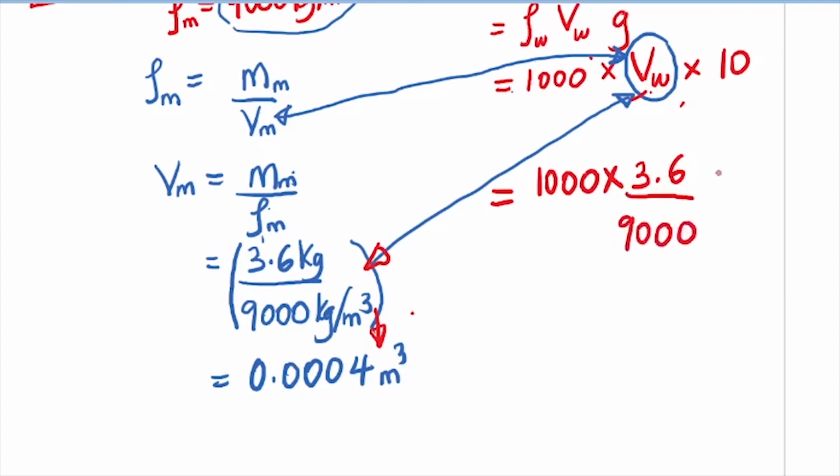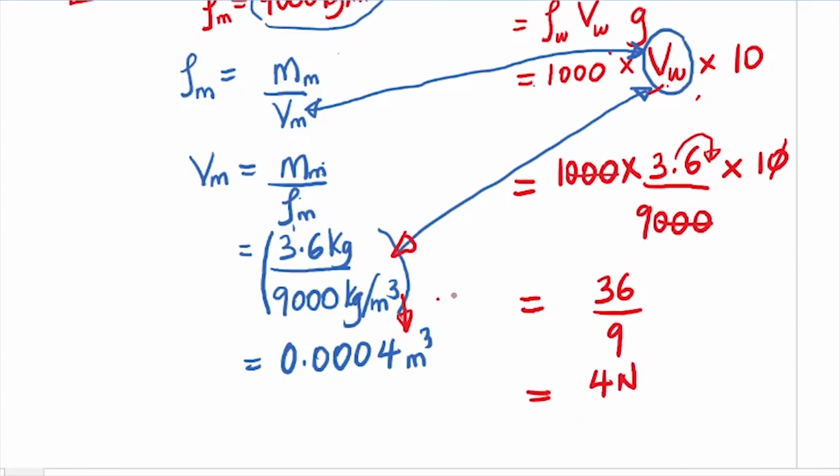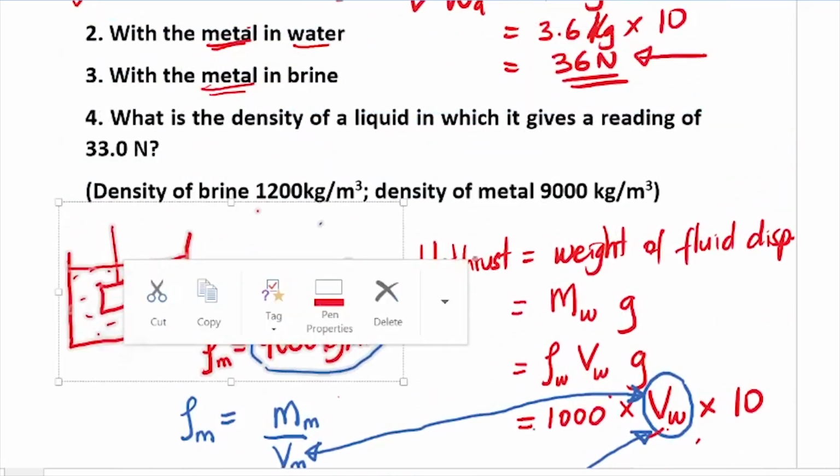3.6 divided by 9,000, multiply that by 10. So that's going to be equal to, 3 zeros cancel with those 3 zeros, and we remain with 3.6 over 9. By that 0, the decimal point moves, it becomes 36 over 9, and that's going to be equal to 4 newtons. Now that we know the upthrust is 4 newtons, remember the question is asking us to find the weight.